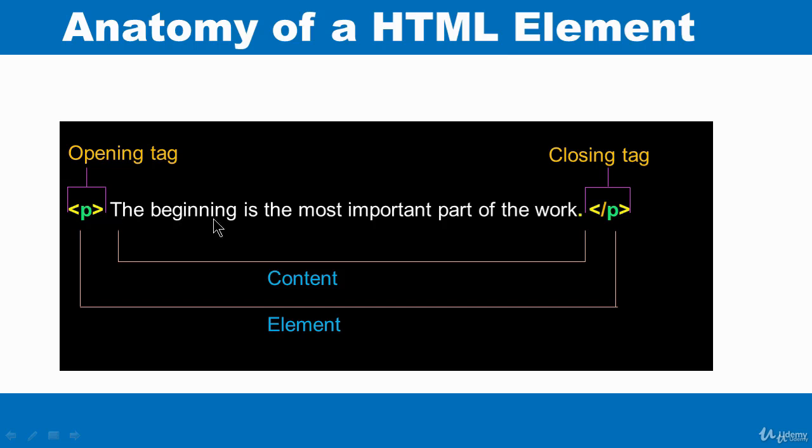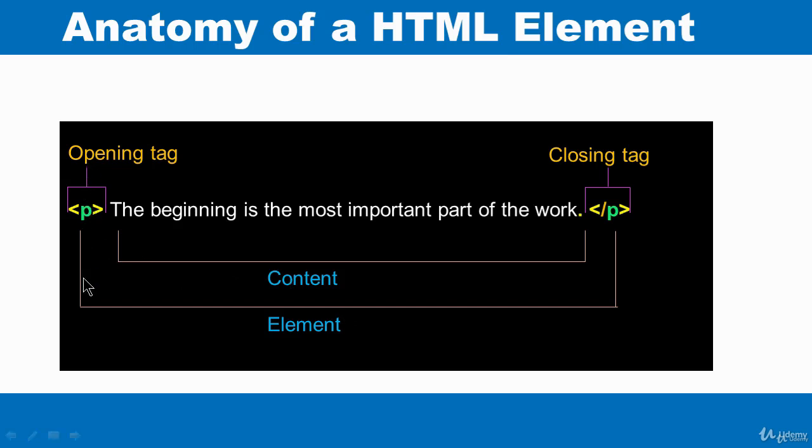And the content between the paragraph tags, the end of the opening tag to the start of the closing tag, is what is called the content. So this area here is referred to as the content, while the element is from the opening tag all the way to the closing tag. So the HTML element is everything from the start tag to the end tag.